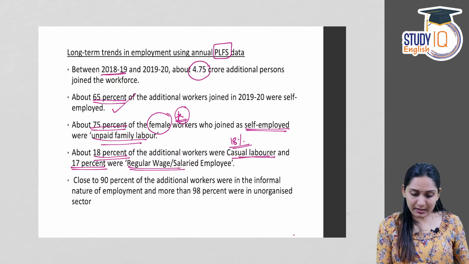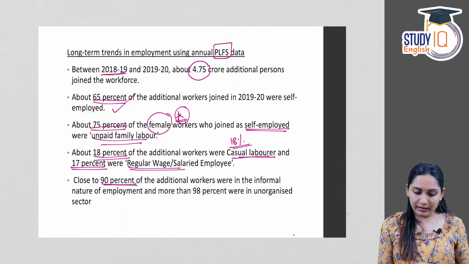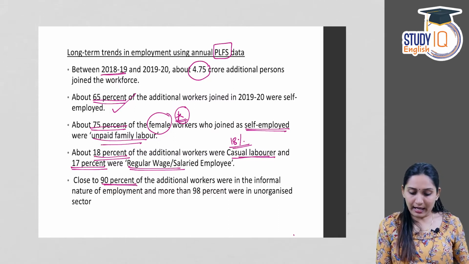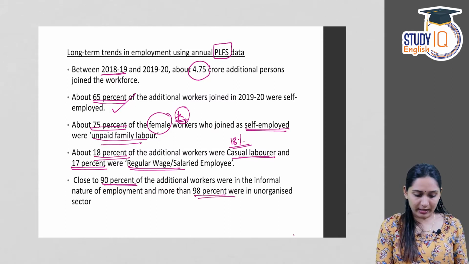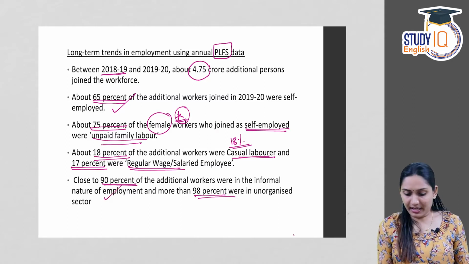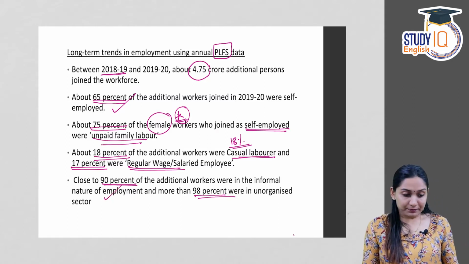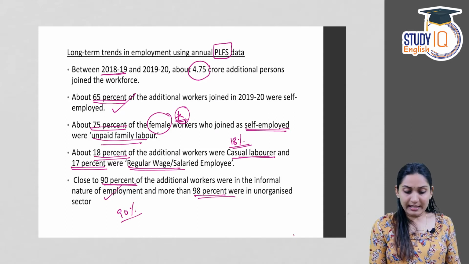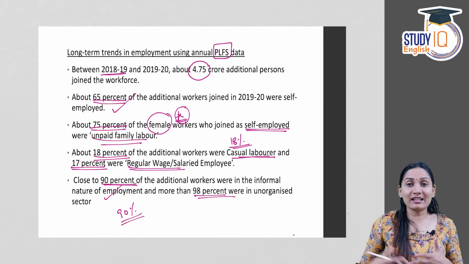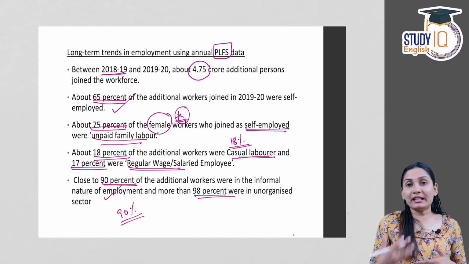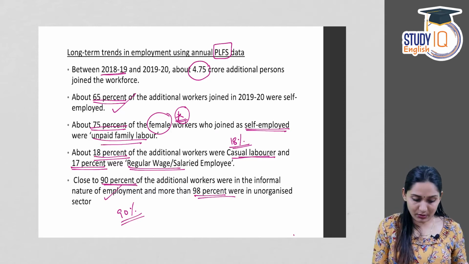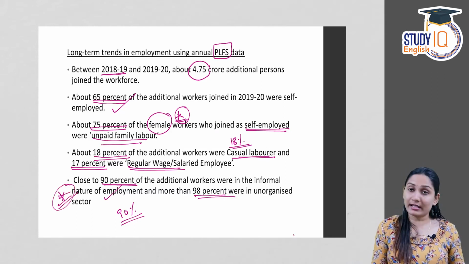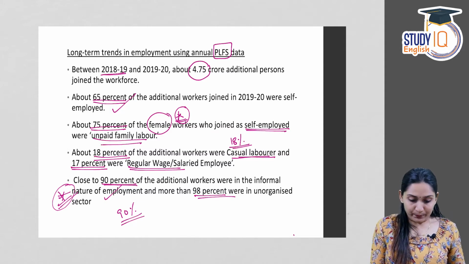Close to 90% of the additional workers were in informal employment and more than 98% were in the unorganized sector. So about 90% of additional workers were in the informal sector and 98% in the unorganized sector. We will clearly see what is the difference between informal sector and unorganized sector when we start taking the conceptual classes. So this topic, informal sector and unorganized sector, definitely we will go through.